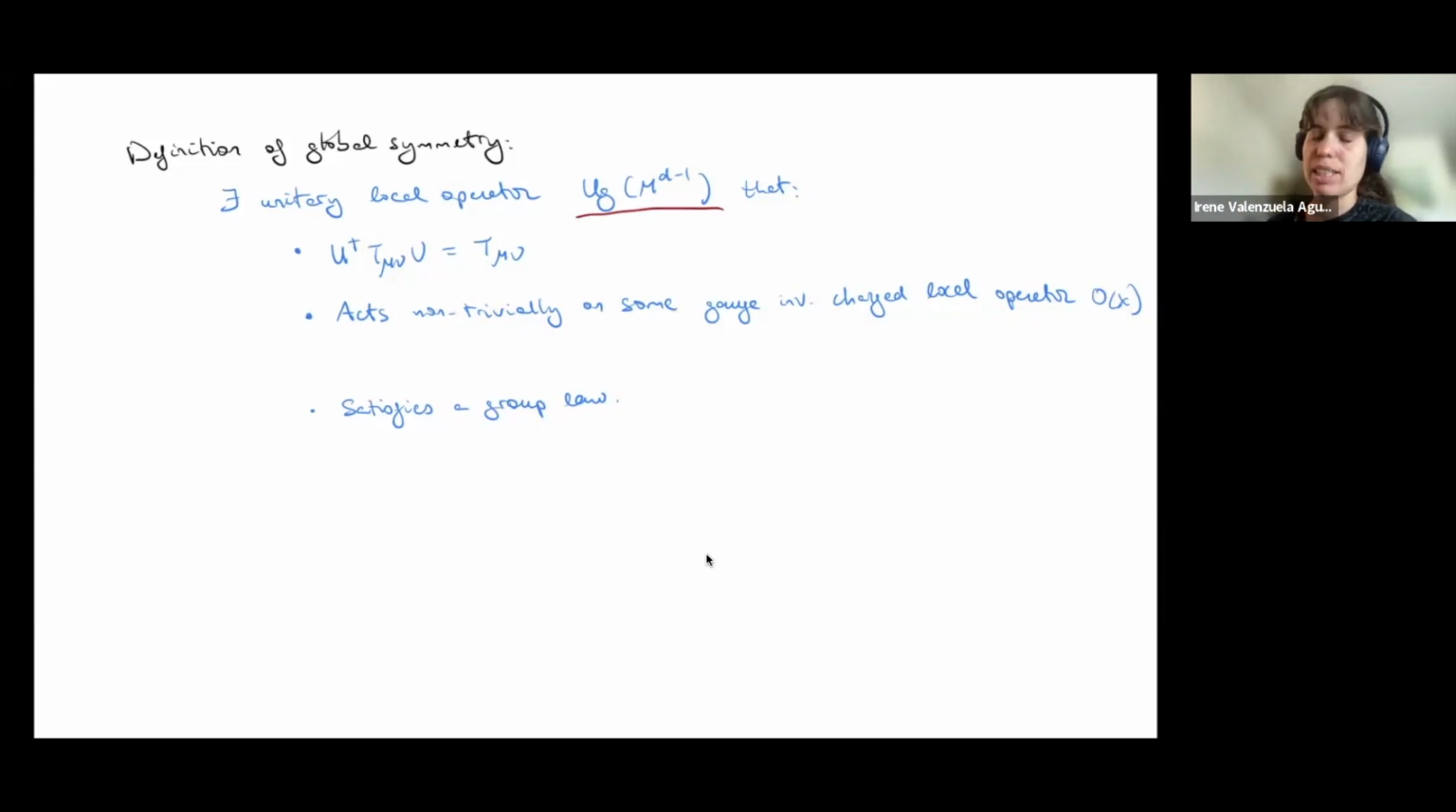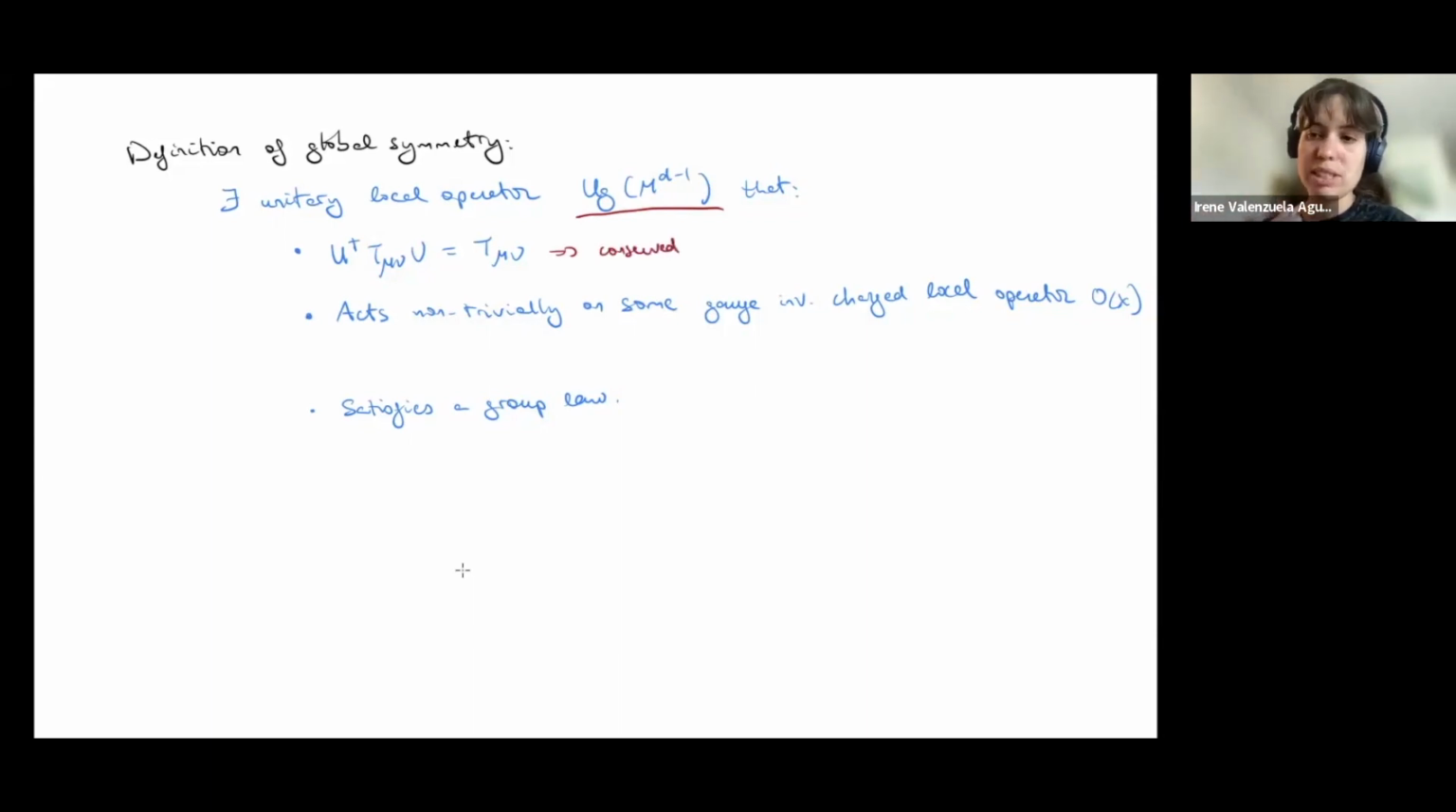The first requirement is that it has to be a transformation of the theory that is conserved. Saying that it's conserved is like saying that it commutes with the Hamiltonian in quantum field theory, which means that it commutes with the stress energy tensor. Let me write it here. This is to require that the symmetry charge is conserved, it's an exact symmetry.